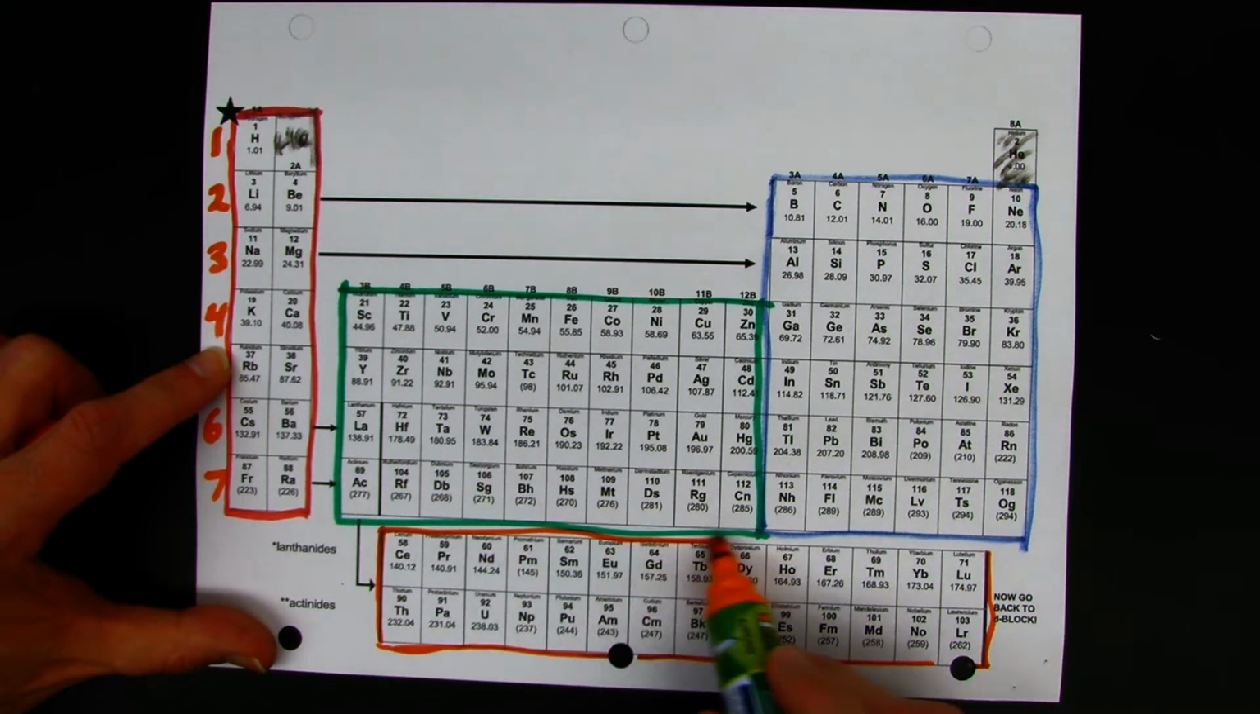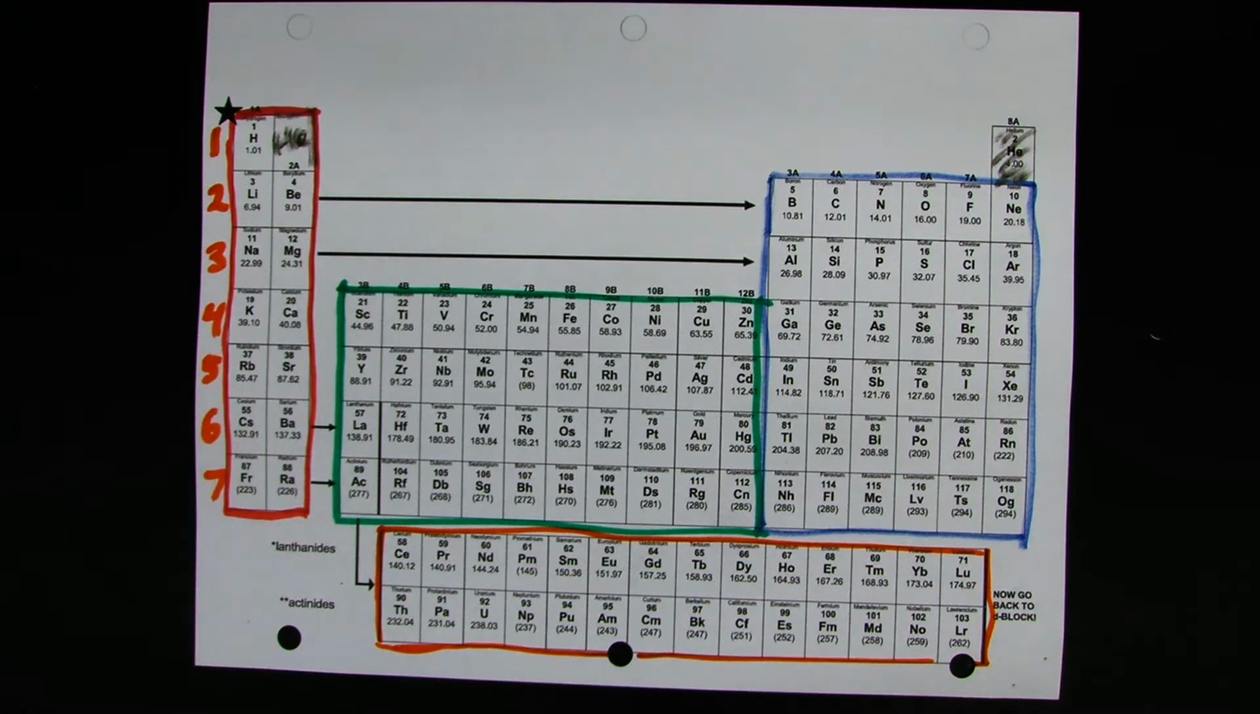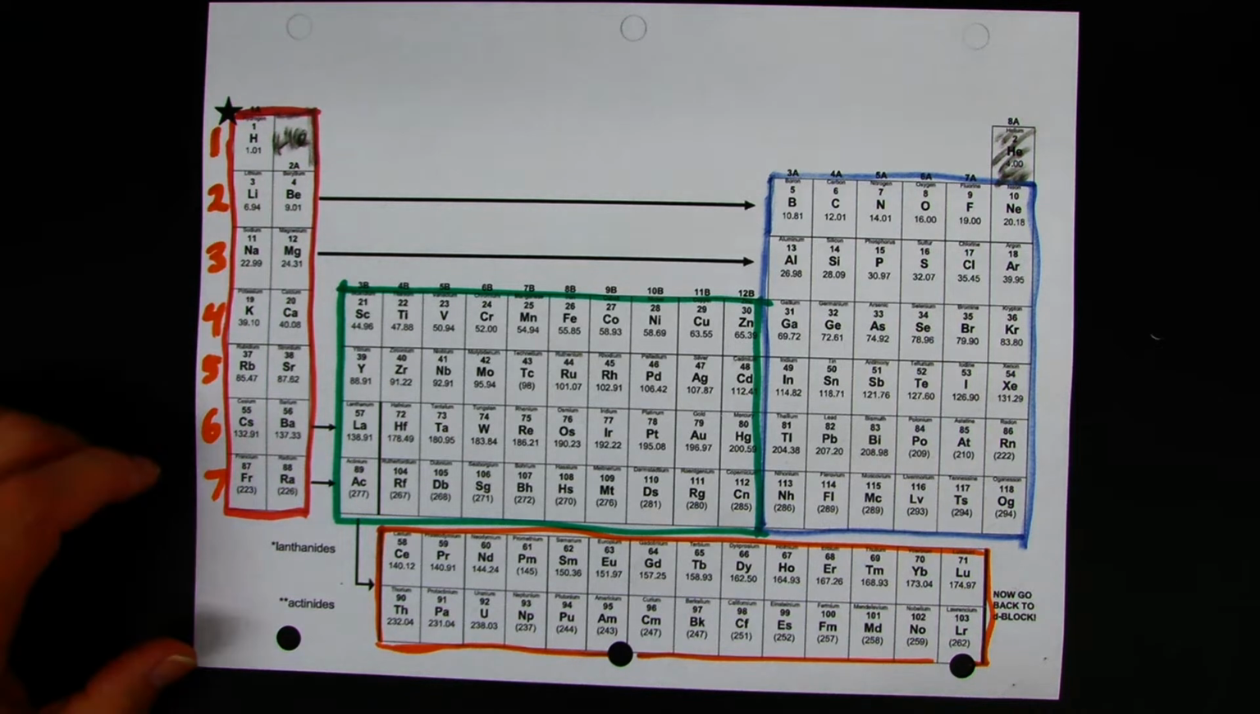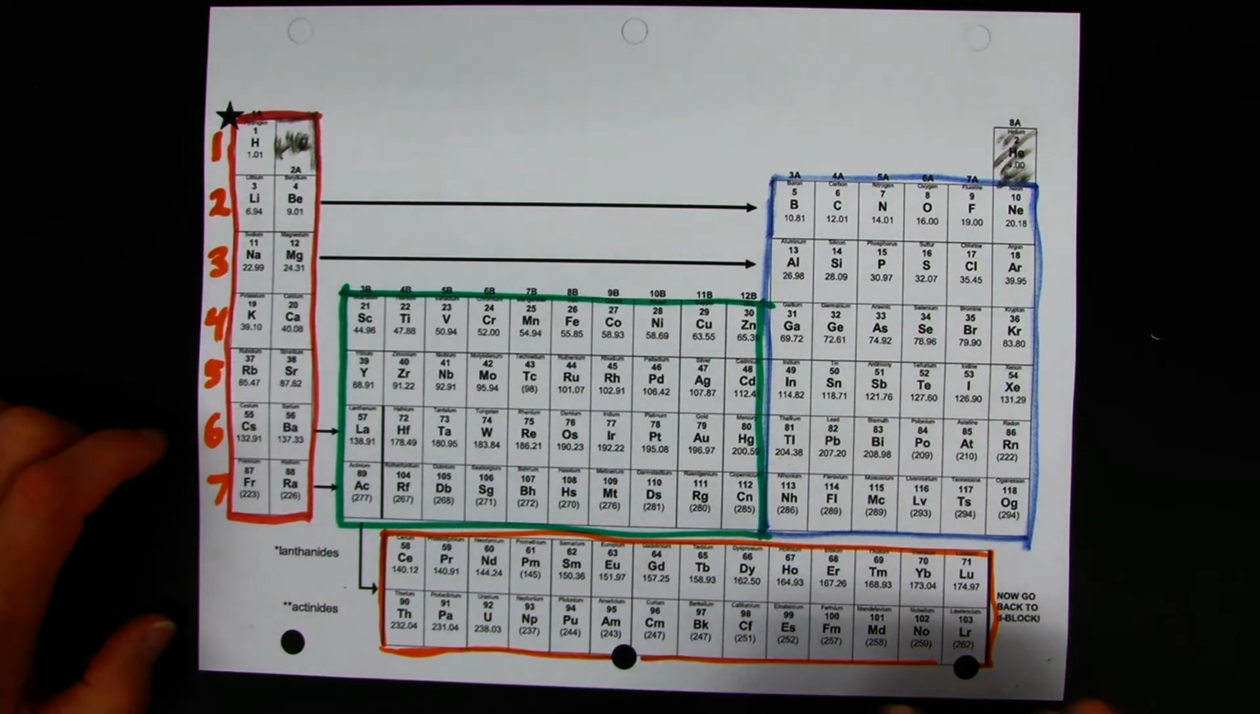You can make it all pretty. Mine's not that pretty. Okay, so here we go. Now I want to point something out to you. This is going to be mind-blowing. It was mind-blowing to me. If you've never seen this before, get ready to have your world rocked.